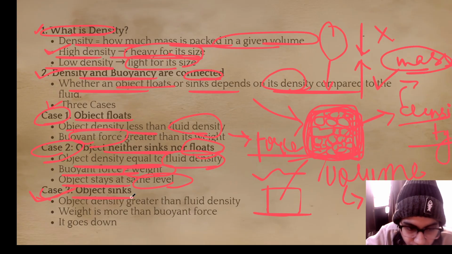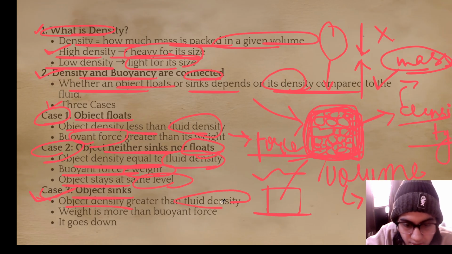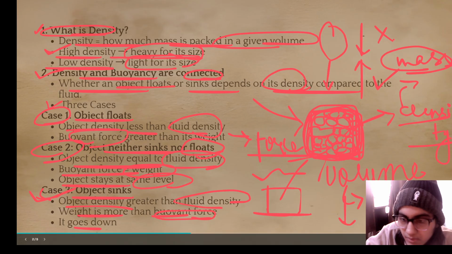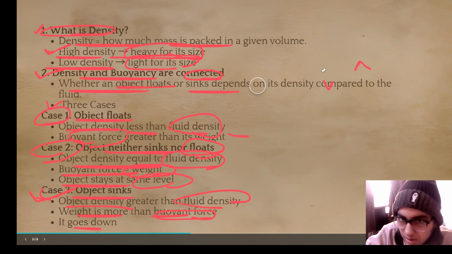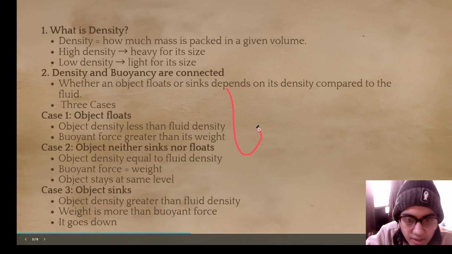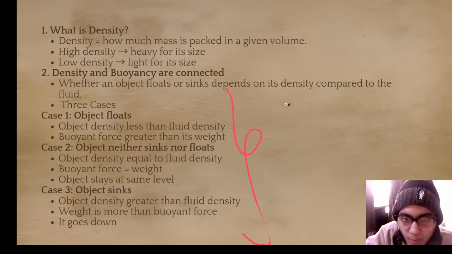And lastly, the object sinks. The object density is greater than the fluid density, and the weight is more than the buoyant force, and because of that, it sinks down, or we can say it goes down. So these are mainly the three cases that arise, and we have seen both the density way and the forces way.